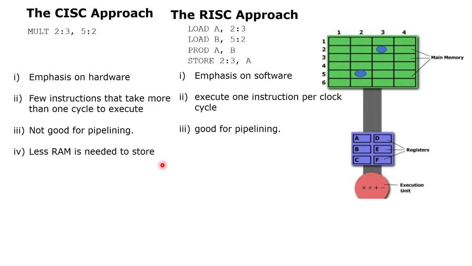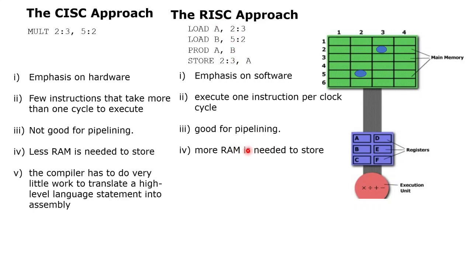And less RAM is needed to store. Here we will use less RAM. Why? Because we have very little programming. More RAM is needed to store in the other case. Why? Because there are many instructions to store in the RAM memory. That's why more RAM is needed.